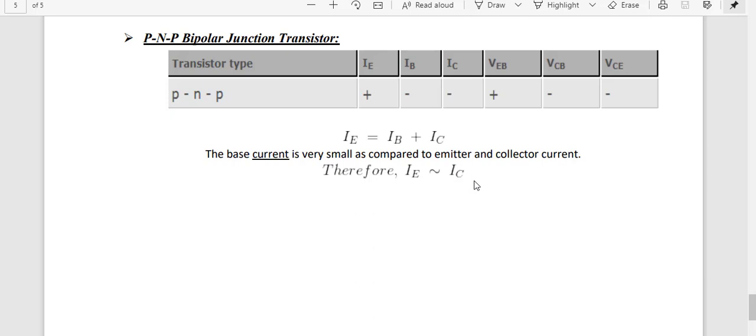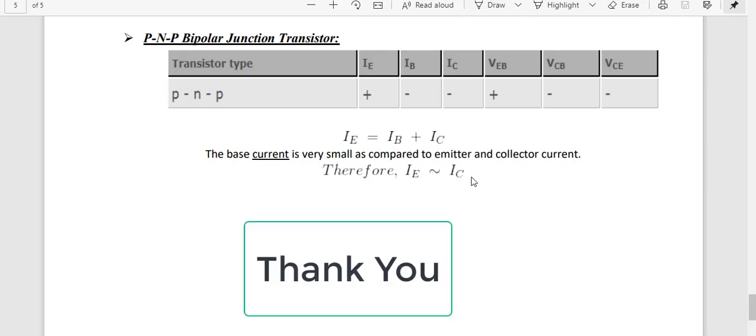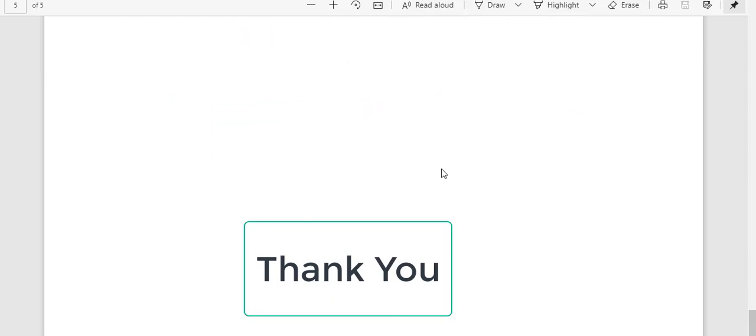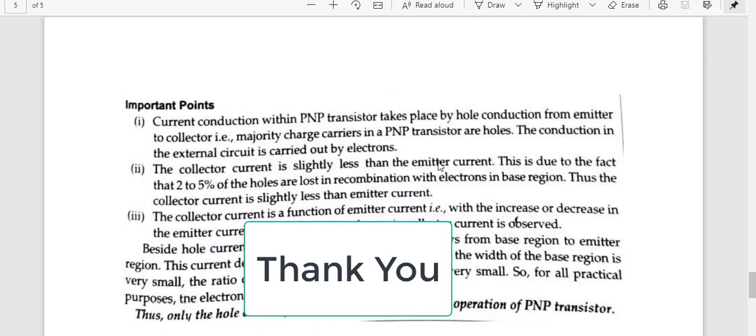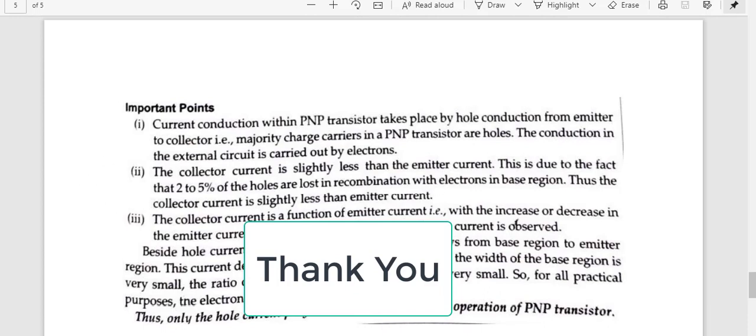But the normal expression for the current in a BJT, whether in NPN or PNP mode, is that the emitter current is the summation of base current and collector current. Okay. Thank you student, you go through this.